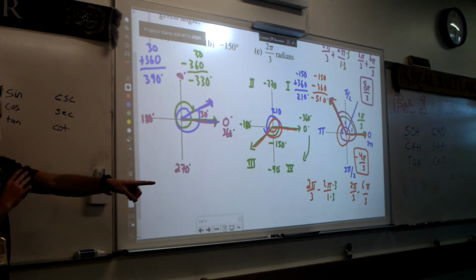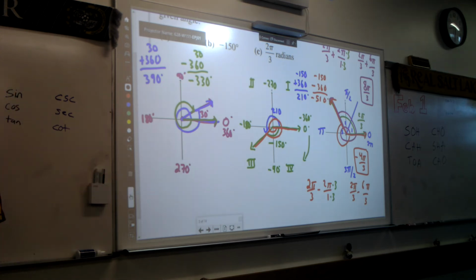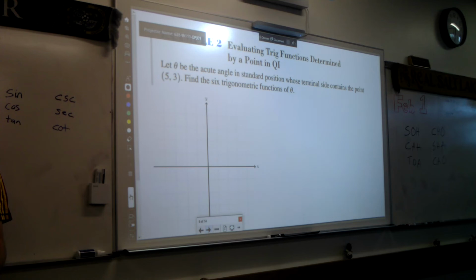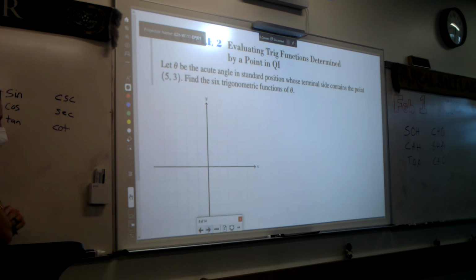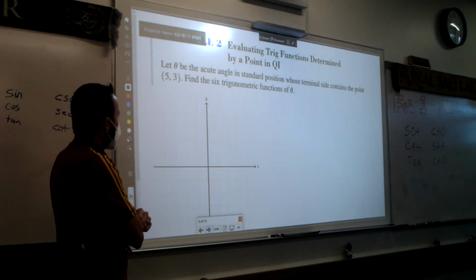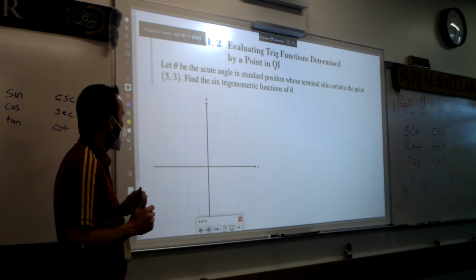Go once, go twice. Let's keep on rolling here. Okay, let's read this. Let theta be an acute angle in standard position whose terminal side contains a point (5,3). Find the 6 trig functions of theta. So this is kind of like the example we did before, but it's going to be on the coordinate plane.